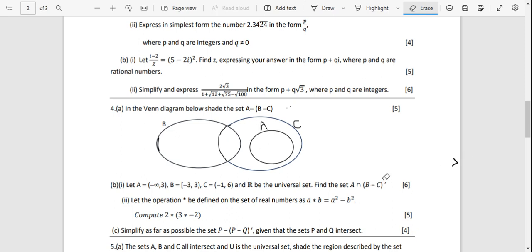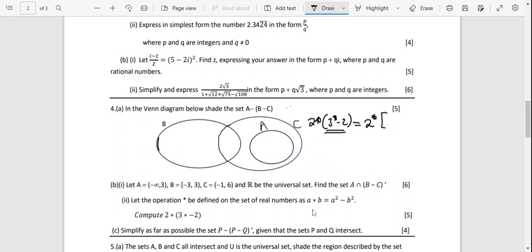Now we can look at part 2. Let the operation star be defined on the set of real numbers as a star b being equal to a squared minus b squared. Now you want to compute 2 star 3 star negative 2. First thing is work with what has been given in the bracket. So this is going to be 2 star. Now you work out this.